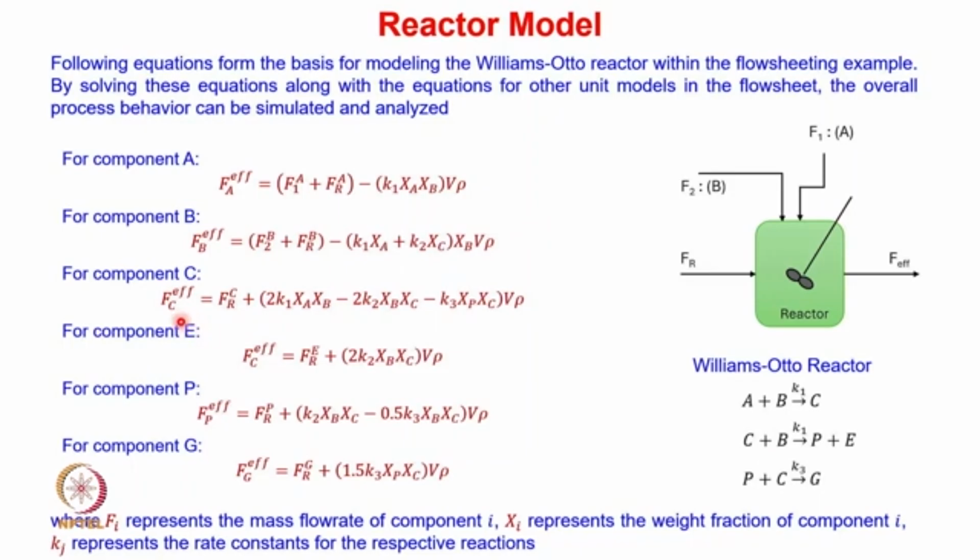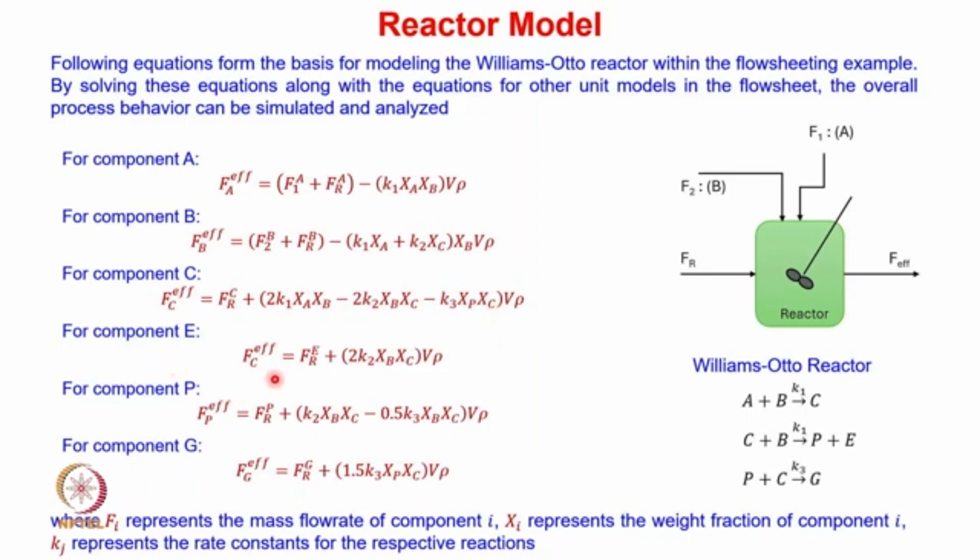Similarly, we can write the mass balance for the component C. Fc effluent is the mass flow rate of component C coming out in the effluent, and that will be given as FRC plus the reaction terms. Remember, the fresh feed is only for A and B, there is no fresh feed of C coming in. So FRC is the only input for component C. Component C is primarily coming through the recycled stream, and C is getting produced by reaction 1, consumed by reaction 2, and consumed by reaction 3. All these are represented by the entire term in the bracket.